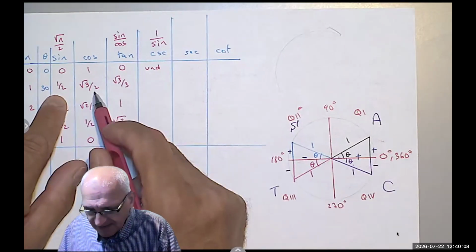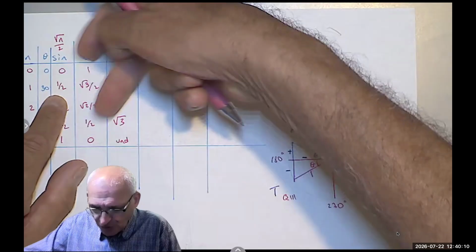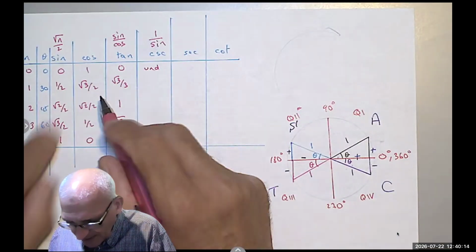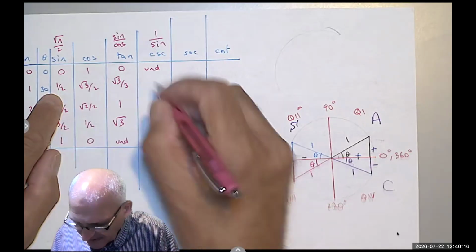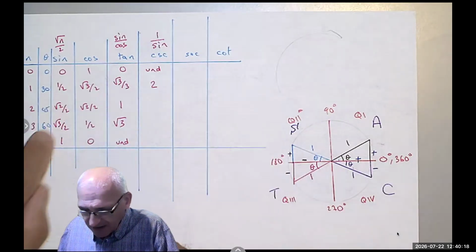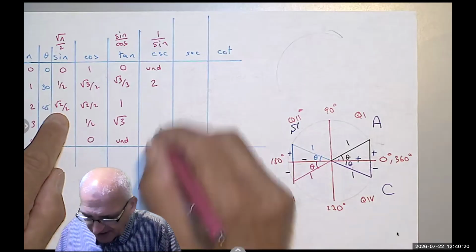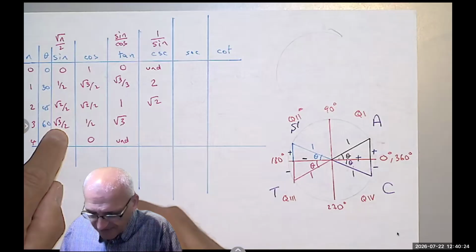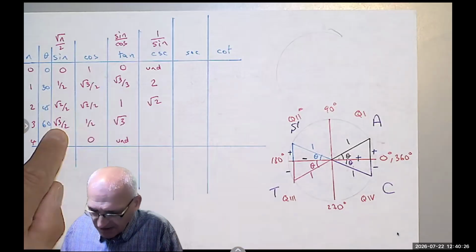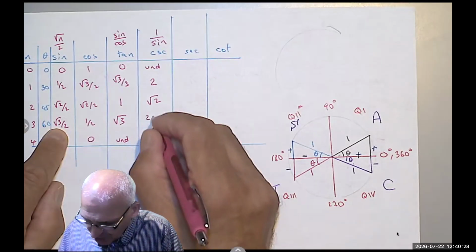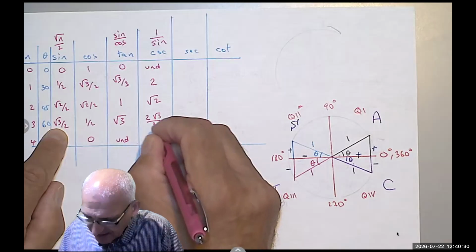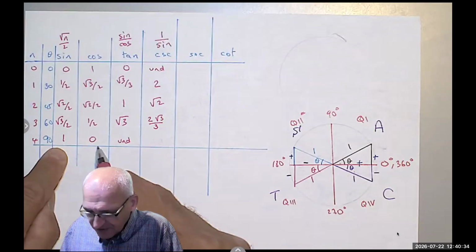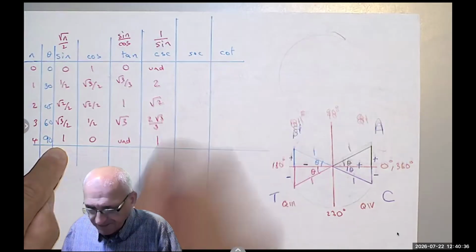This over that, you multiply by 2 over... you take the reciprocal of that, so you get 2. You take the reciprocal of that, you get 2 over root 2, or simply root 2. You take the reciprocal of that, it is 2 over root 3. Some people prefer to multiply top and bottom by root 3 to get rid of the irrational denominator, and 1 over 1 is 1.